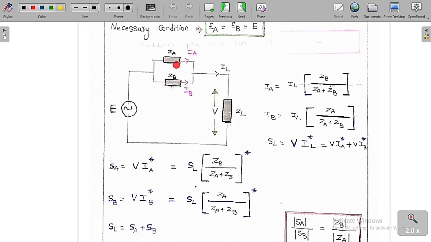In the previous case, the current in ZA is IA and the current in ZB is IB. So this is IA and this is IB, and this is the load. The load has an impedance of ZL, the load voltage is V and the load current is IL.